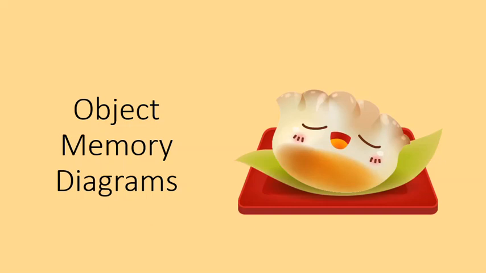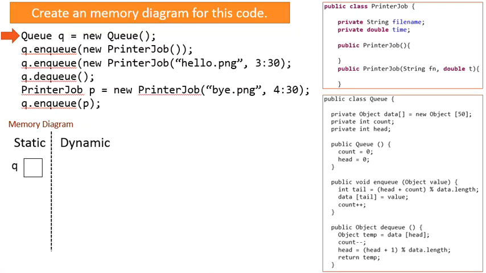In addition to UMLs, the other kind of diagram that we draw is object memory diagrams, and those show static and dynamic memory as it changes for our program. So let's say we are going to make the printer queue. So we have a queue of printer jobs. So the memory diagram is going to start off with our static and our dynamic memory.